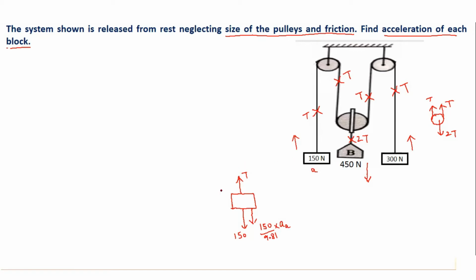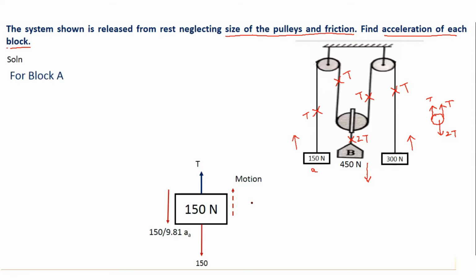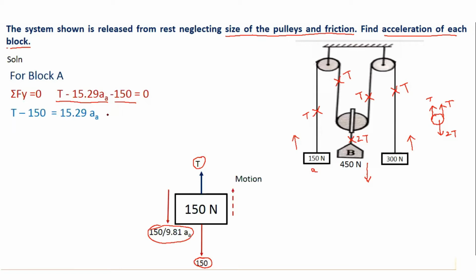So now we can apply conditions of equilibrium. Starting with it, I will get summation of Fy is equal to 0. So I have T going upward, 150 divided by 9.81 AA going downward, and this 150 also going downward. So I will have T minus 15.29 AA minus 150 is equal to 0. Rearranging, I will get the equation as T minus 150 is equal to 15.29 AA. Let this be equation number 1.